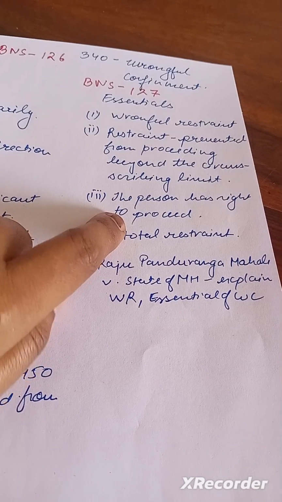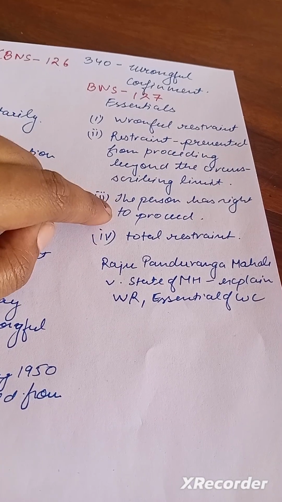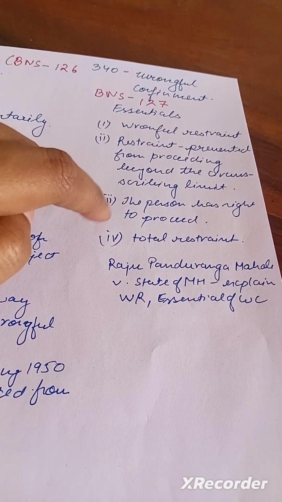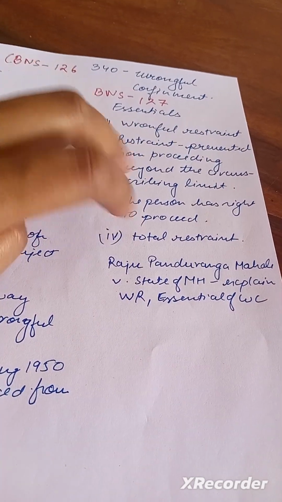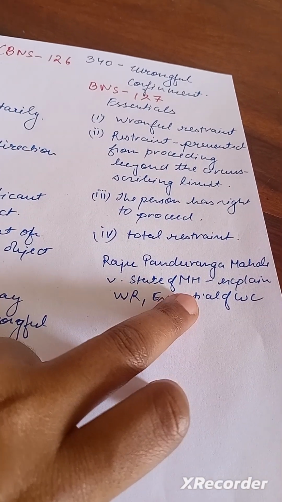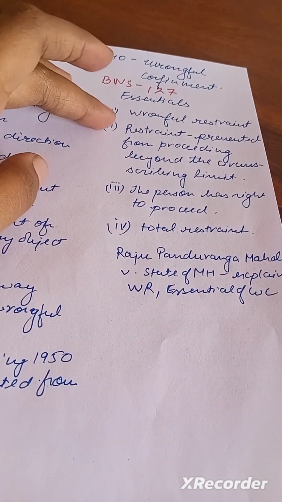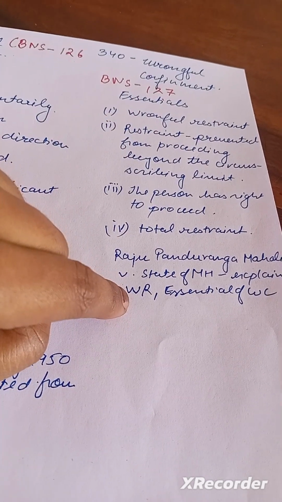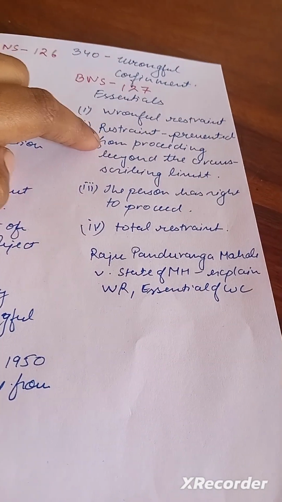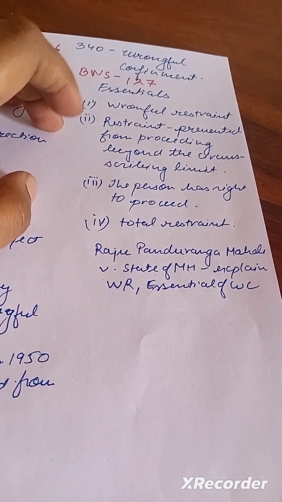And you have to mention that in both the cases, in wrongful restraint and in wrongful confinement, there was a right to proceed. The person had the right to proceed. So this is common between wrongful restraint and wrongful confinement. So there is a case, Raju Panduranga Mahale versus State of Maharashtra, in which the court reiterated the essentials of wrongful confinement, in which the court said that in wrongful confinement there is wrongful restraint. The court explained the elements of wrongful confinement in this case.